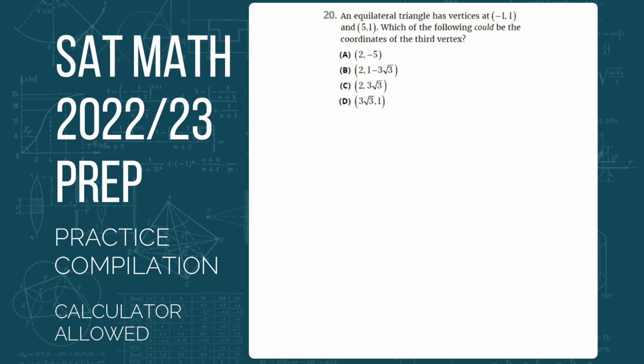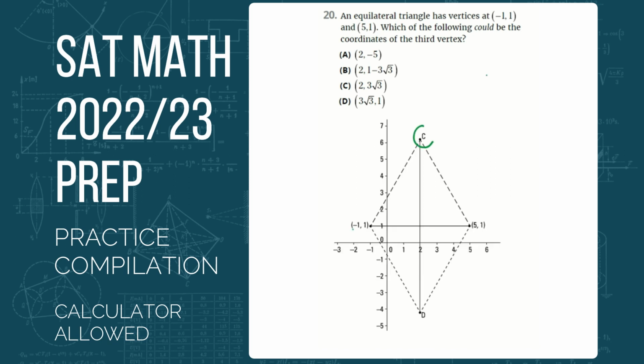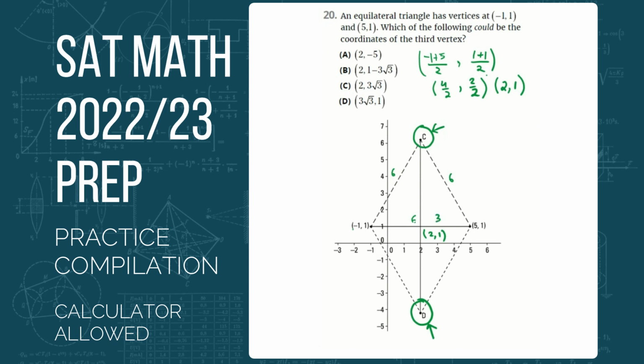An equilateral triangle has vertices at negative 1, 1 and 5, 1. Which of the following could be the coordinates of the third vertex? This can be solved by sketching. The third vertex can either be C or D, and it's an equilateral triangle. So let's just find the midpoint, 2 and 1. So the x value has to be 2. Now we want to know whether this is the vertex or this is the vertex.